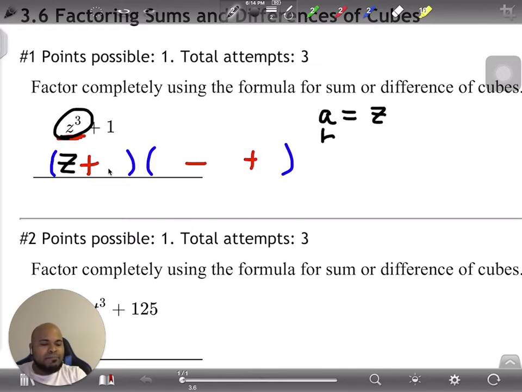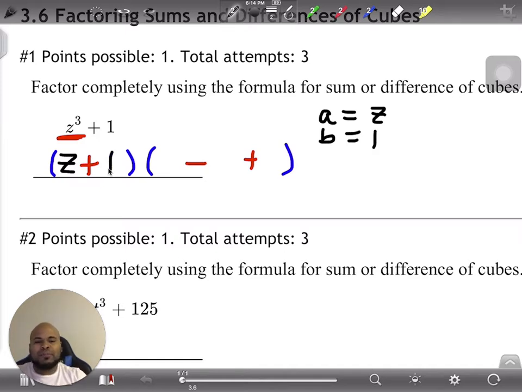What is my b in this problem? Well, it's the term after the plus sign. b cubed is 1, so b is just 1 because 1 times 1 times 1 still gives me 1. So the cube root of 1 is 1.